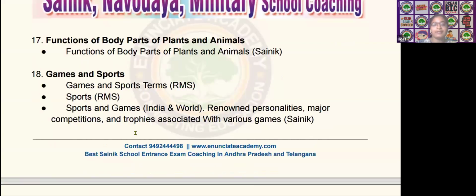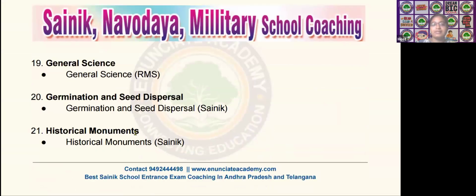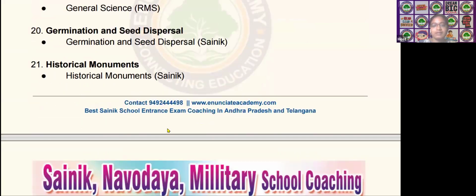And the 19th one, general science. General science covers only RMS, isn't there in Sainik. And then the 20th one, germination and seed dispersal. It is only Sainik. And the next one, historical monuments. It is also for Sainik only.